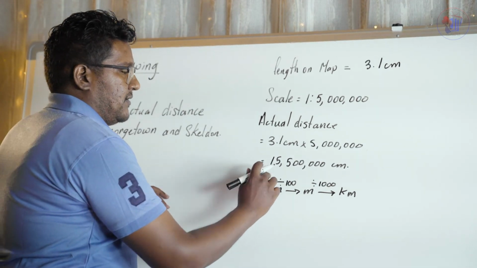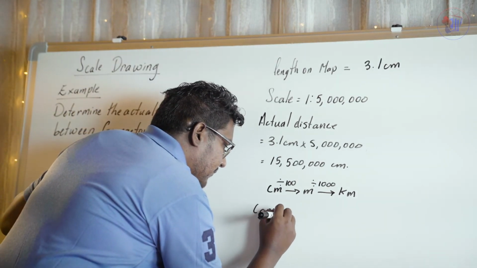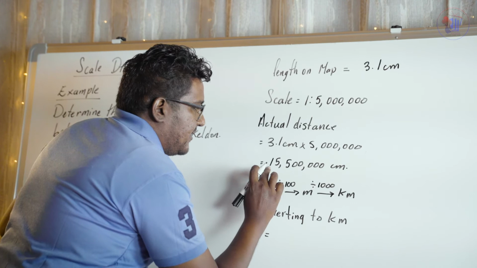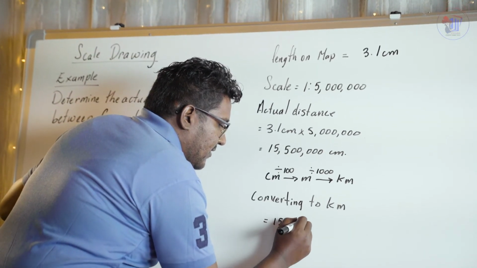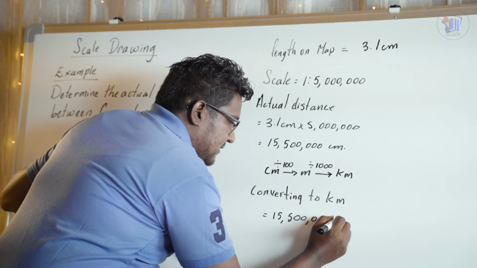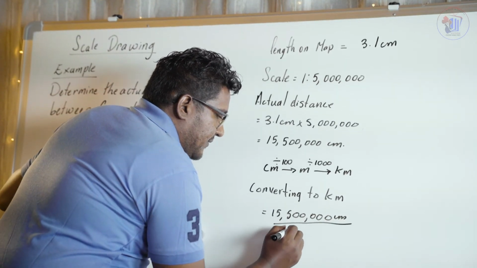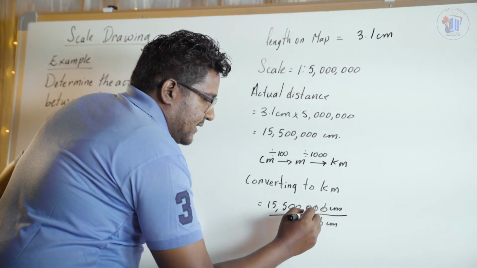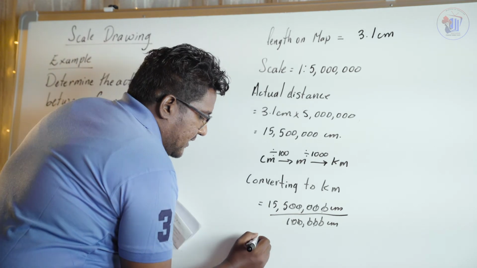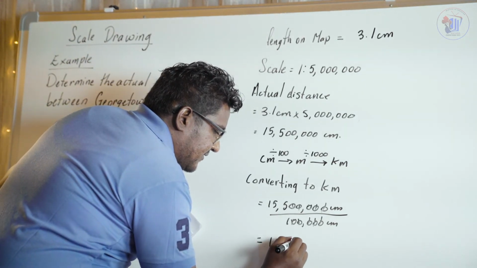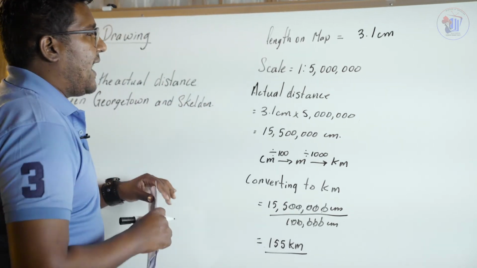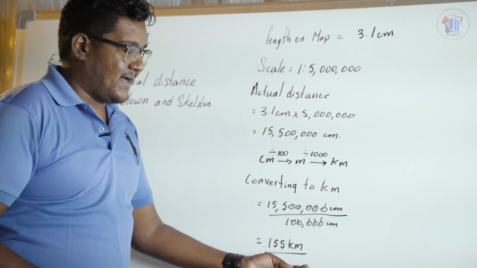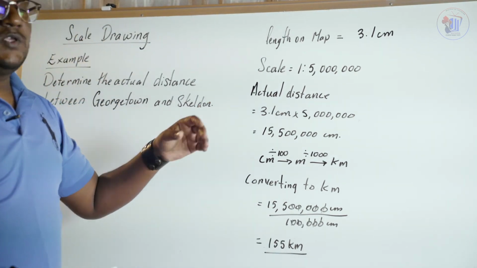So converting to kilometers, we would have 15,500,000 cm divided by 100,000 cm. And what we do, we just cancel out our zeros, and what we have is 155 kilometers. So the actual distance between Georgetown and Skeldon is 155 kilometers using the scale given.